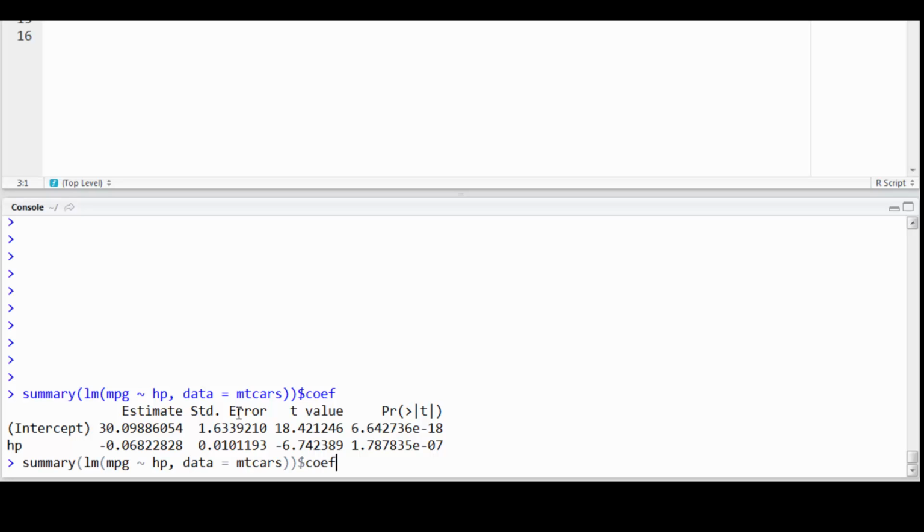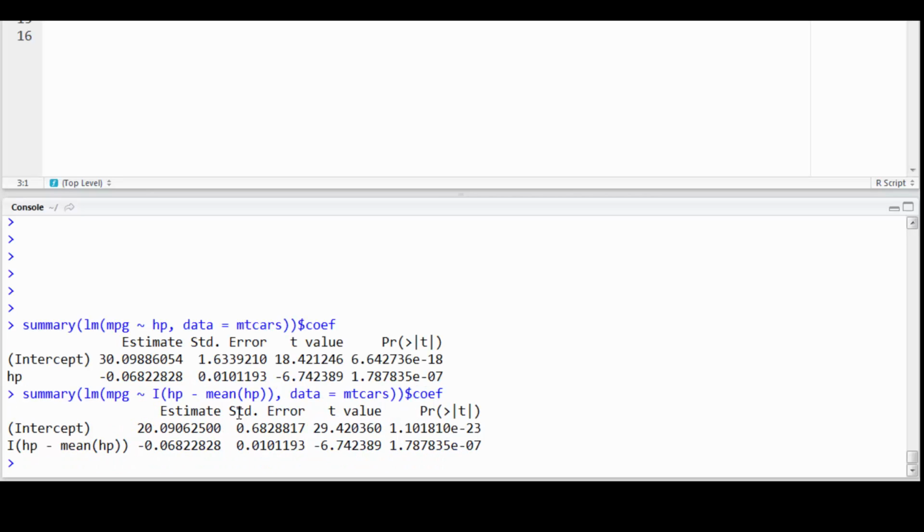The problem suggests perhaps recentering it. We can do that within the model. We have to encase our centering statement with the function I. So I have horsepower now minus mean horsepower, and then I get an intercept that is now 20. The intercept now is interpreted as the estimated miles per gallon for the average horsepowered car.